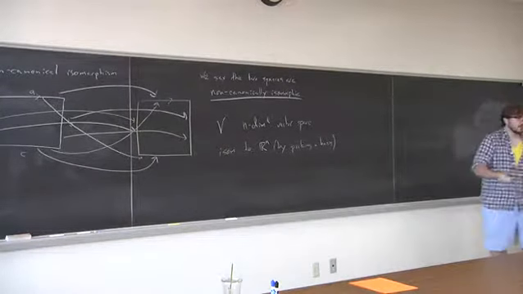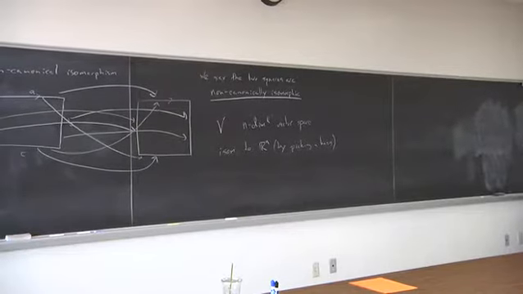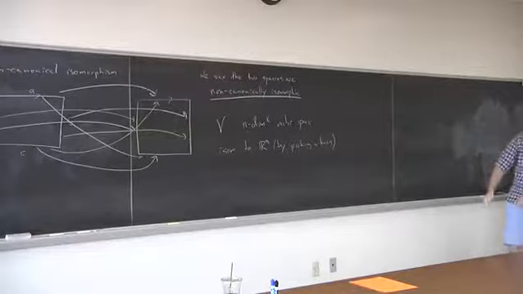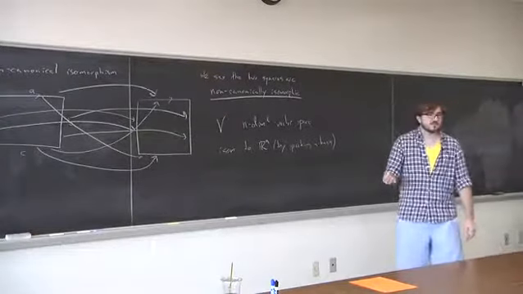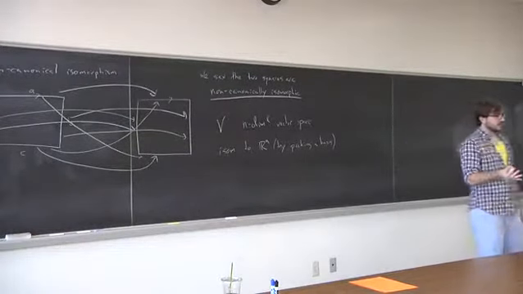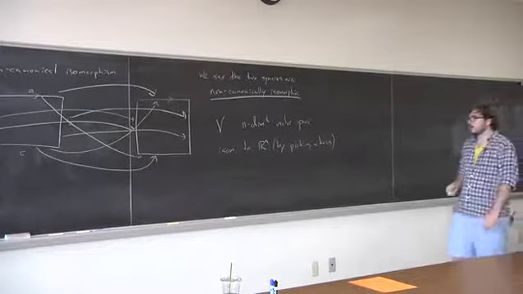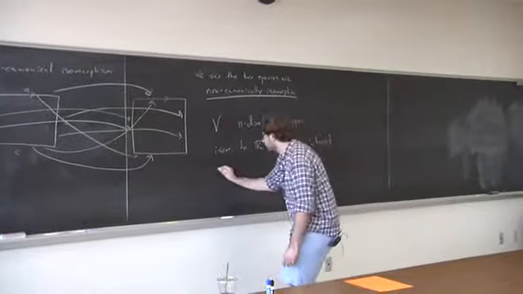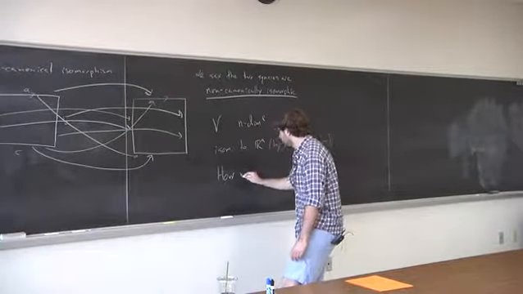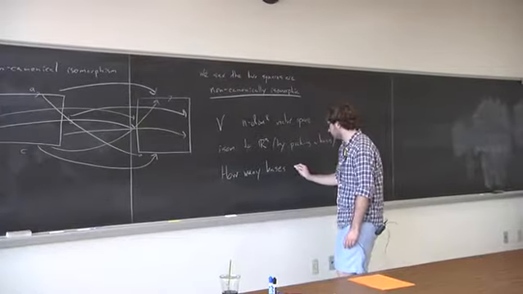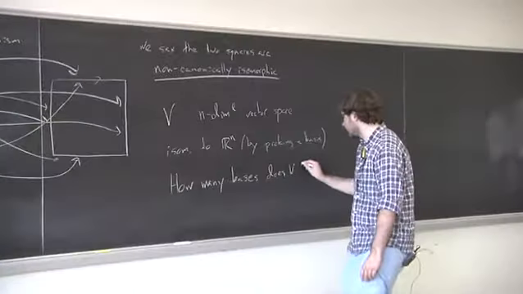Every vector space has a basis, and each basis gives me a way to identify it with Rn. But we know that vector spaces have lots and lots of bases. Generically, tons of them. So here's the question: how many bases does V have?